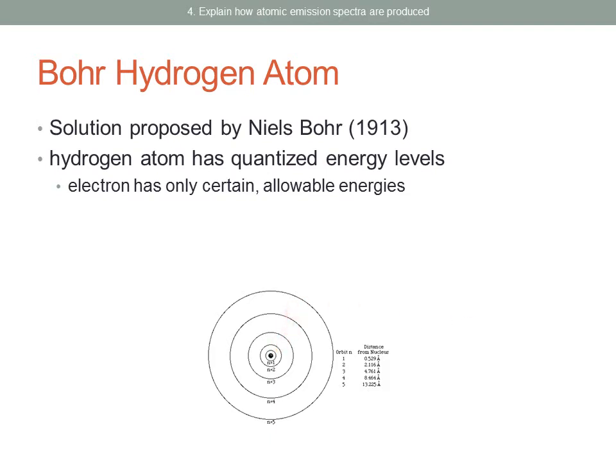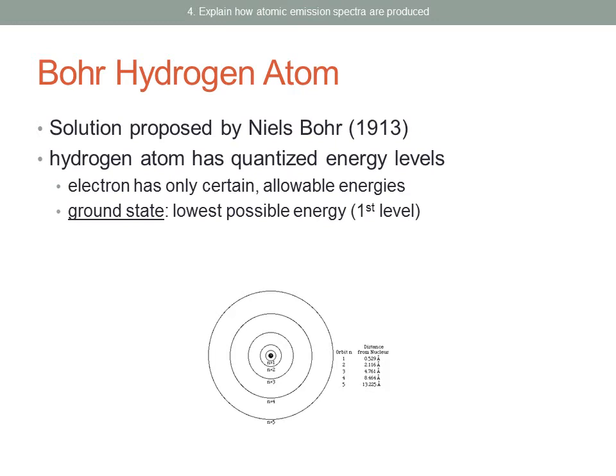It's very much like a ladder. If you're going to use a ladder, you're only allowed to stand on the rungs. You can't stand in between the rungs. Obviously, if you tried to, it might not work out very well for you. Same thing here. The electron is only allowed to have certain amounts of energy that correspond to these energy levels.